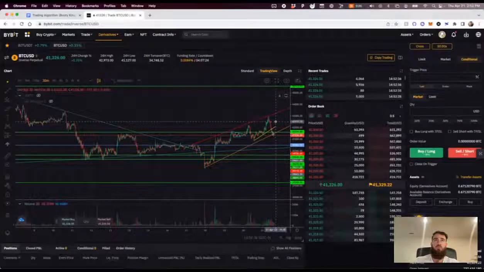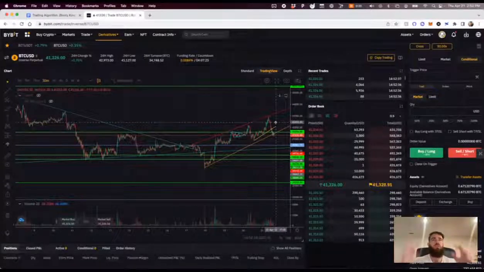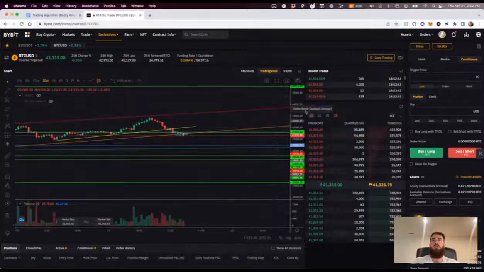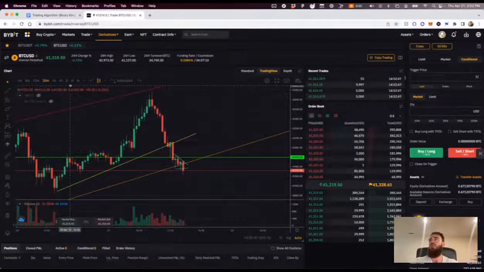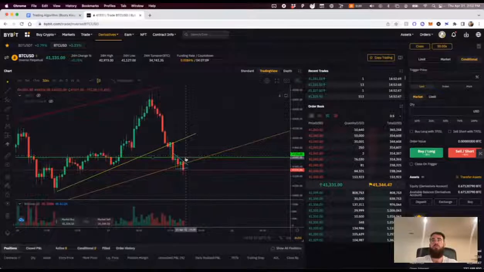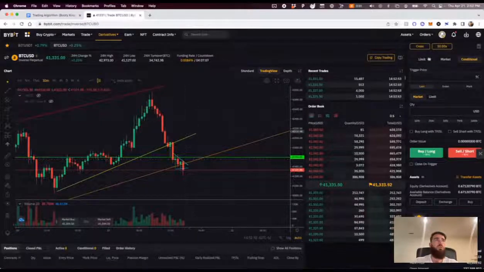42,470. So that would put us right about here. Perfect. That's slightly above the midpoint of this range. That seems like a great entry to me. So I'm going to place that trade. I'm going to have to pay the taker fees because it's a conditional market entry here.